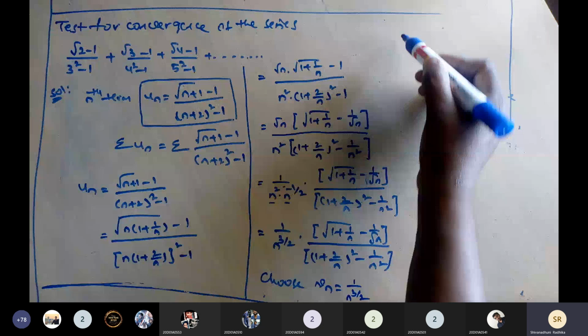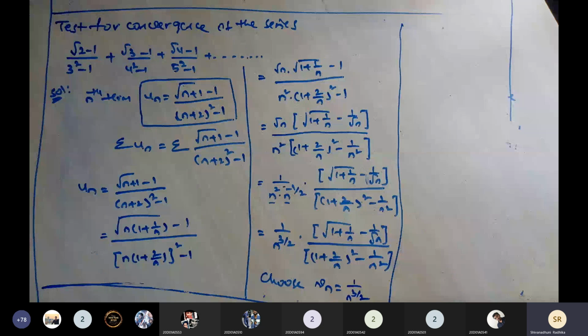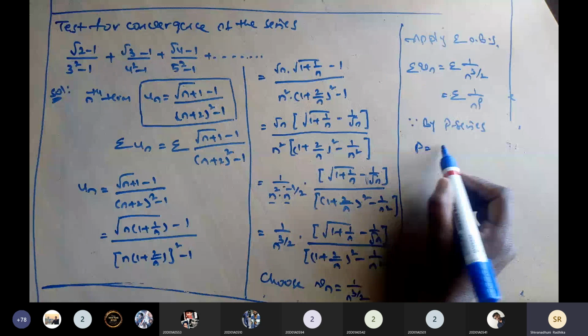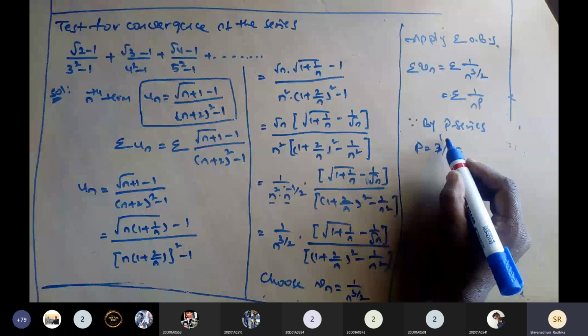Again, what we need to show here: apply the summation. Apply summation on both sides. What do we get here? Summation vn equals summation 1 by n to the power of 3 by 2, which is of the form summation 1 by n to the power of p, the p series. Then what is the p value here? 3 by 2, which is nothing but 1.5. So the p value is 1.5.